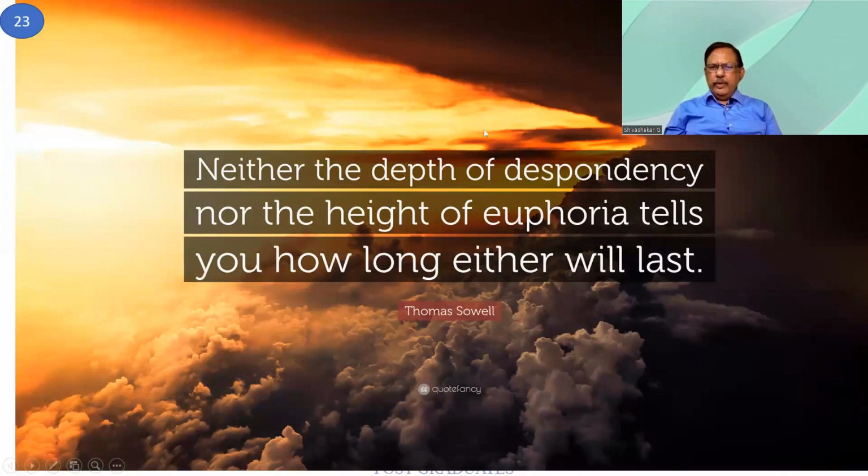Neither the depth of despondency nor the height of euphoria tells you how long either will last. In many a context, this can be applied even to myself.